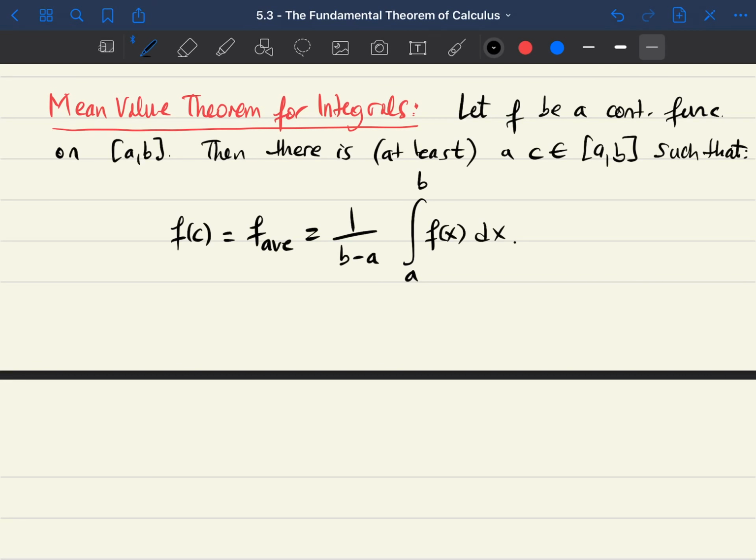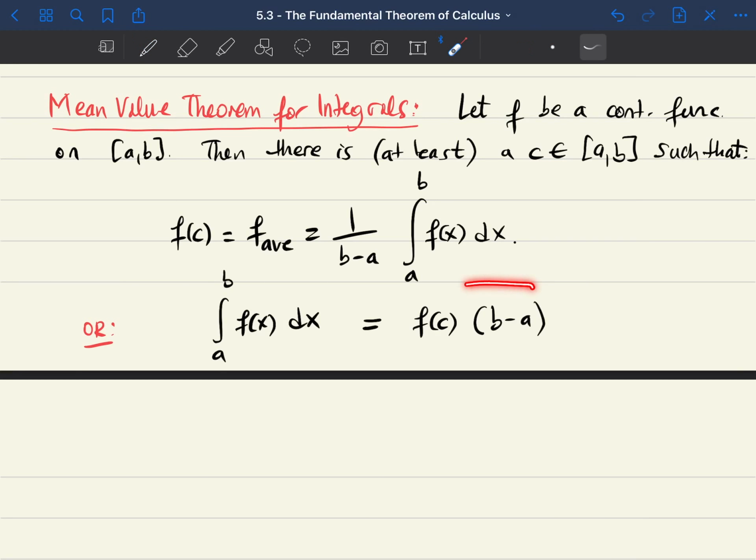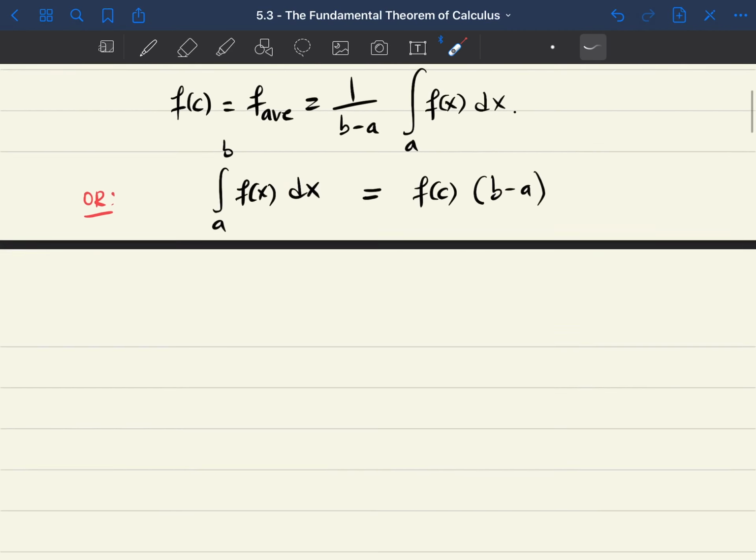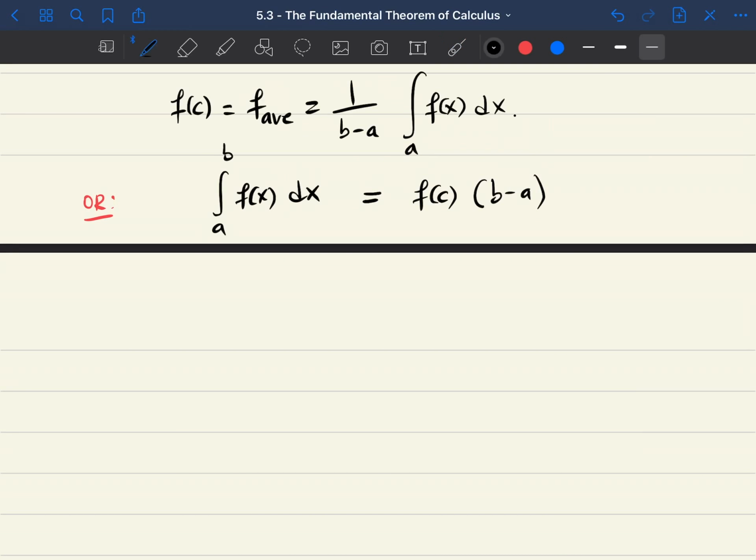Or in other words, you can state this as: the integral from a to b of f of x dx. So this is some area, with signs, but this is equal to the value of the function at c times b minus a. So the right-hand side now is the area of some rectangle, and this is the area under this complicated curve. So this is the area of a rectangle.